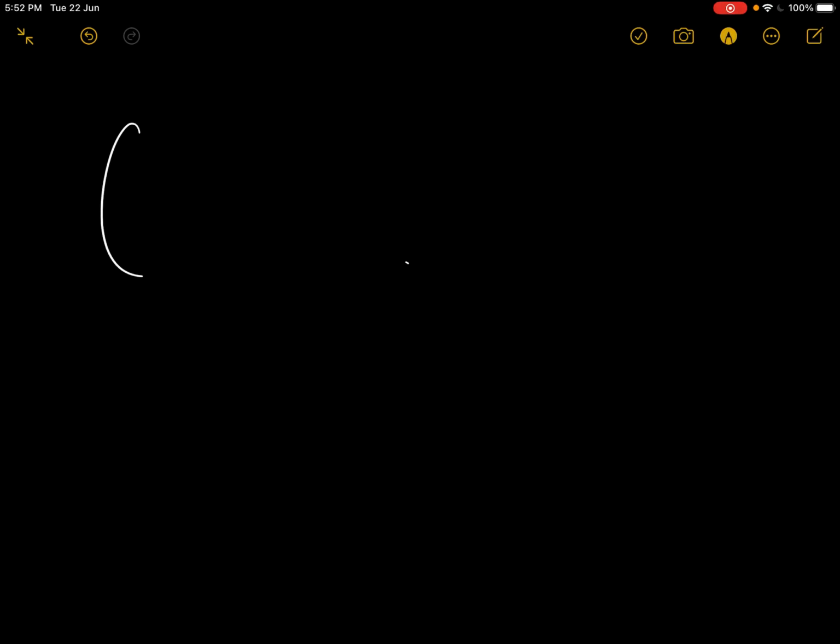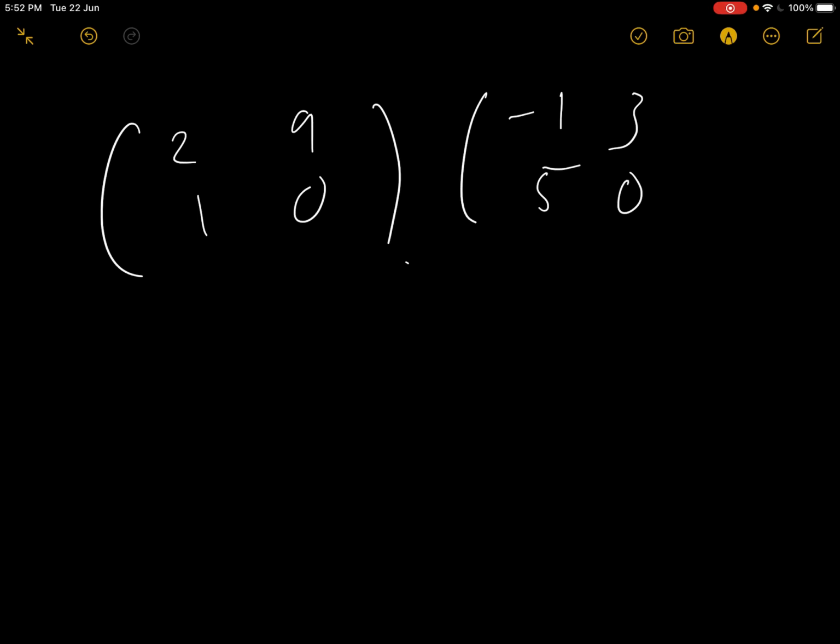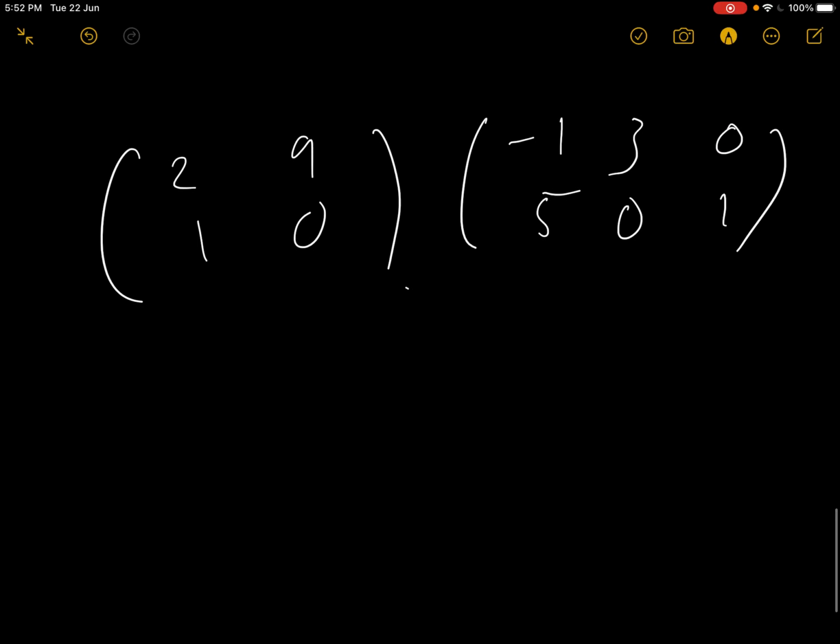So first of all, let's say you have two matrices. So I'll put random numbers 2, 0, 1, 9, and then -1, 3, 5, 0, and then I'll add another number here, 0 and 1, like this. So what if I want to find the product of these two matrices?